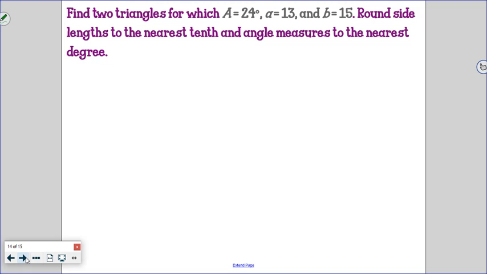If you're solving for an angle, yes. Anytime you're solving for an angle, unless you're subtracting 180, obviously. But if you're solving for an angle, you inverse sine.